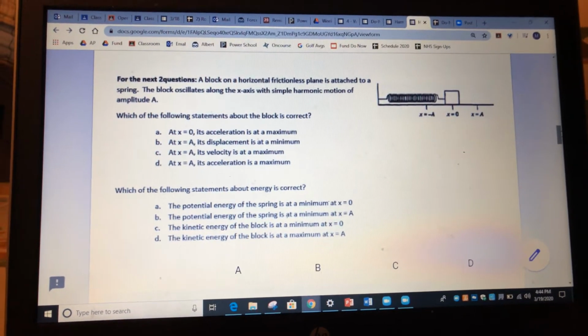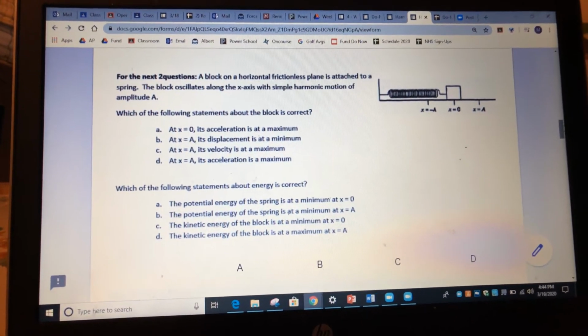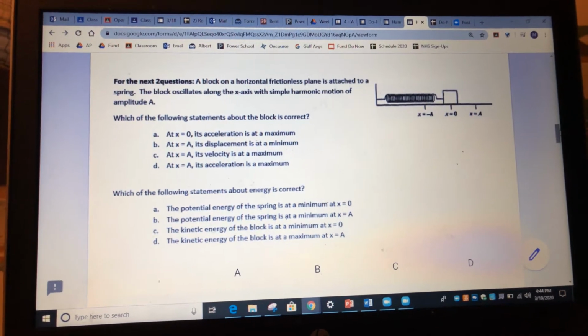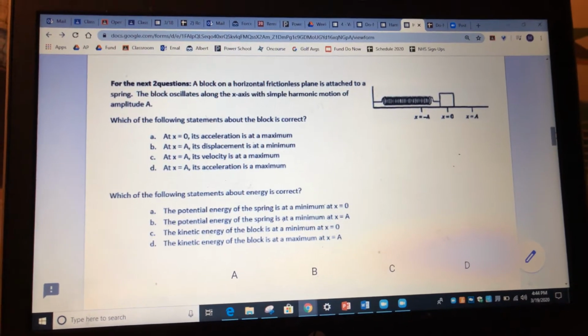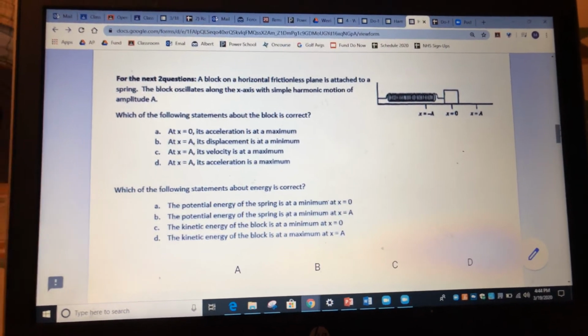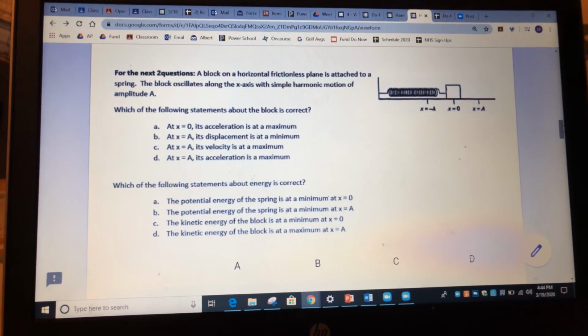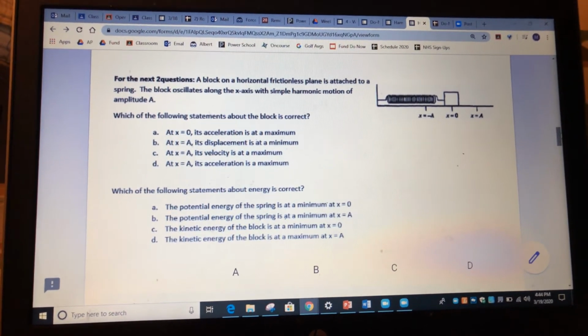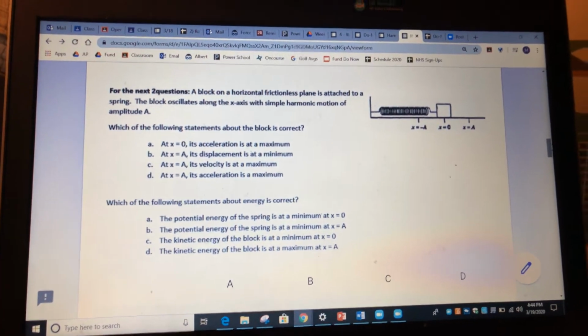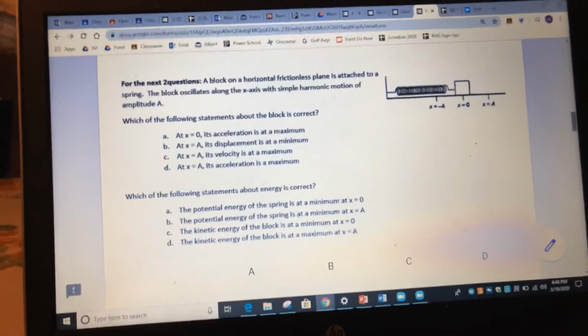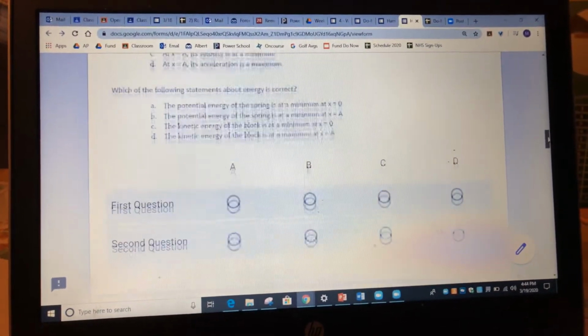Which of the following statements about energy is correct? I think this one: the potential energy of the spring is at a minimum at x equals zero. That is the correct one, answer A. And that's because if you think about elastic potential energy, one half kx squared, when x equals zero, you have zero potential energy, all right? And there's no height involved, so it's only elastic potential.